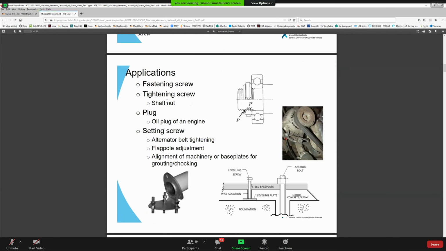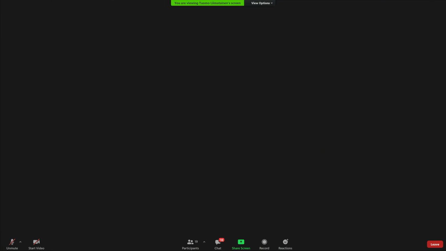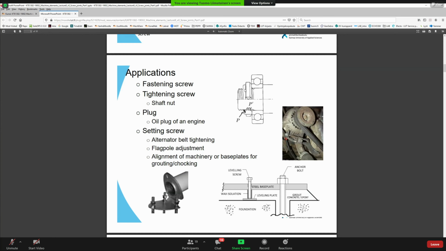Fastening, tightening. Sometimes in fastening, the more important factor is to tighten something, like a shaft nut. You will tighten the bearing in its location with the shaft nut.